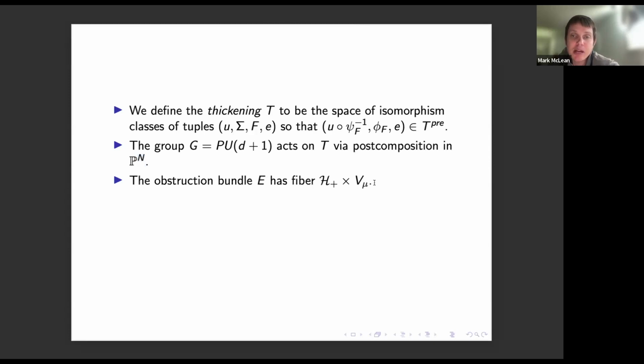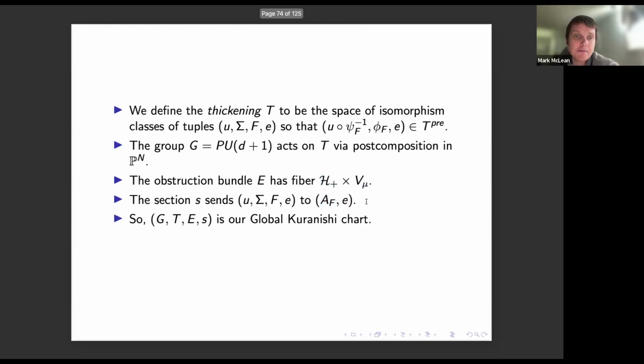Now the obstruction bundle before, the guess for the obstruction bundle was V mu, but now it's H plus cross V mu. And the section sends this tuple to this matrix, comma E. Or I should really put X inverse of this matrix, comma E. And then my claim is this is the global Kuranishi chart for genus 0 curves.